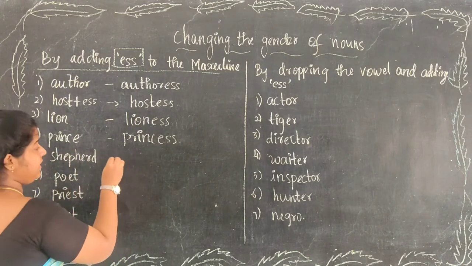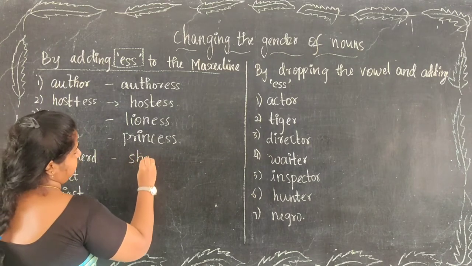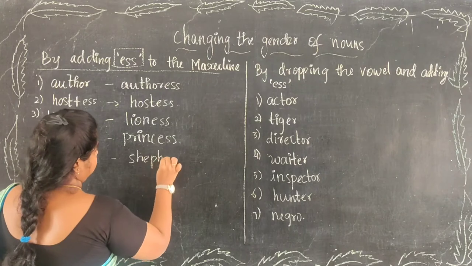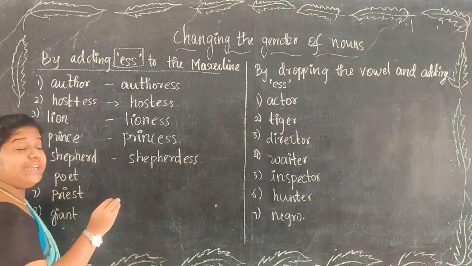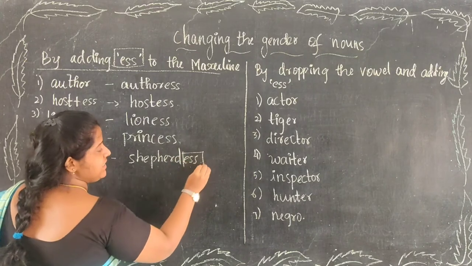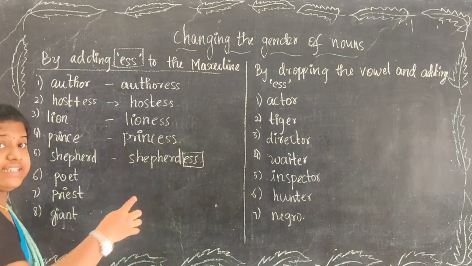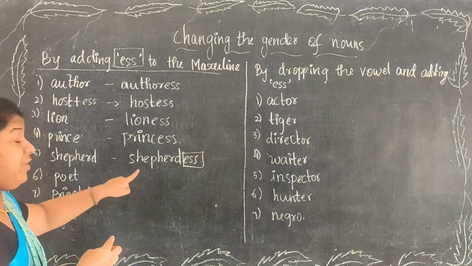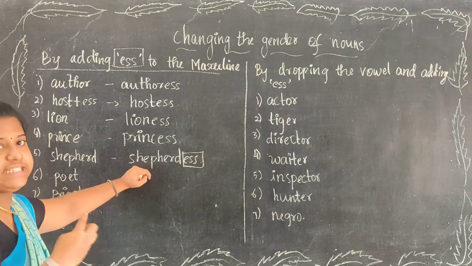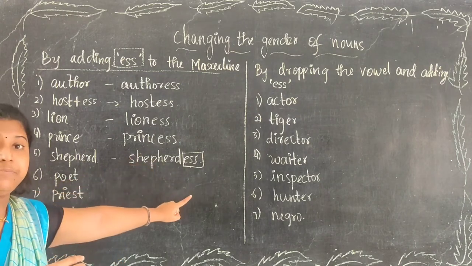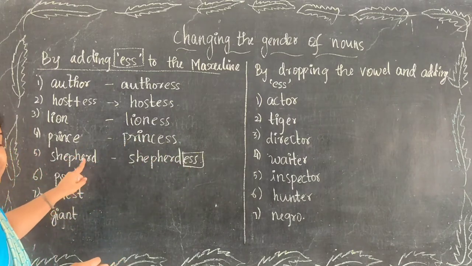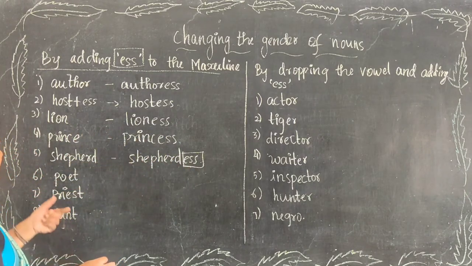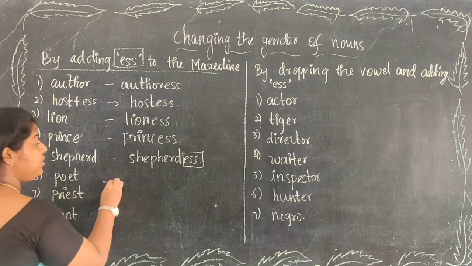Shepherd, shepherdess. We have added only the ESS to form the feminine gender. So for now we have to add ESS to the masculine gender to form a feminine gender. And then poet. Poet changes into poetess.